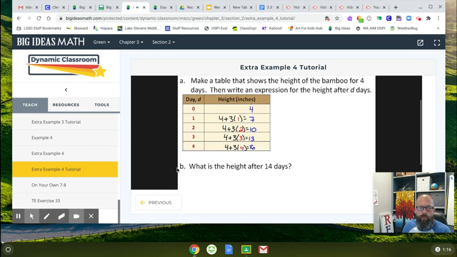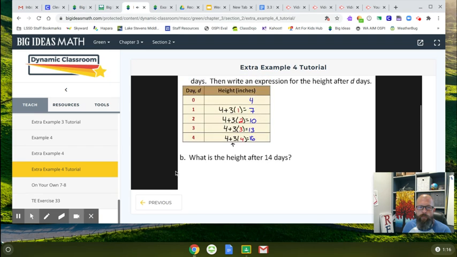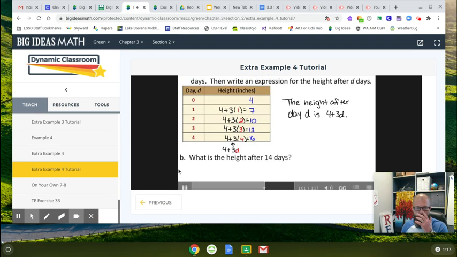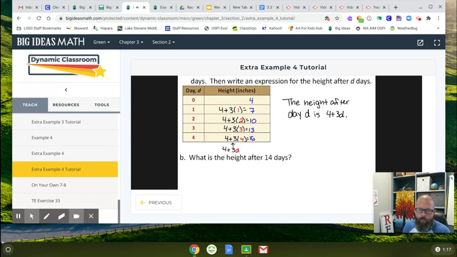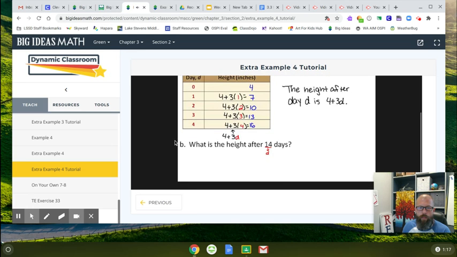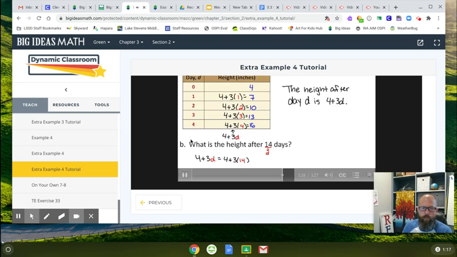Part B, what is the height after 14 days? Here d is 14. So you want to substitute 14 for d in 4 plus 3d, giving you 4 plus 3 times 14. 3 times 14 is 42. And 4 plus 42 is 46. So after 14 days, the height of the bamboo shoot is 46 inches.